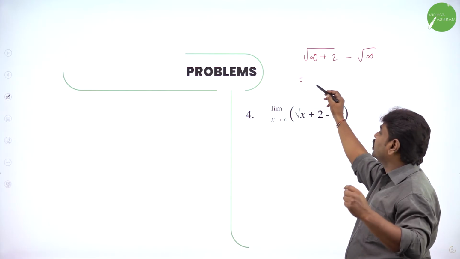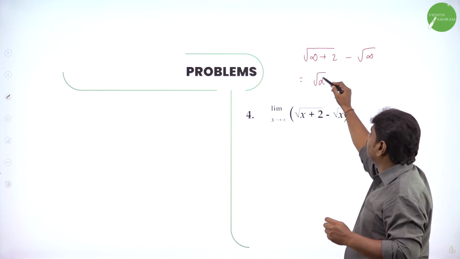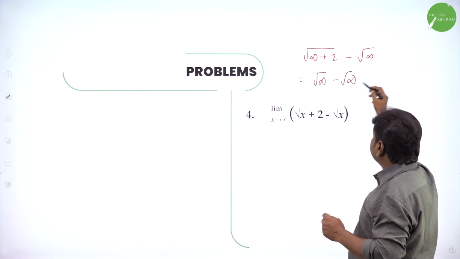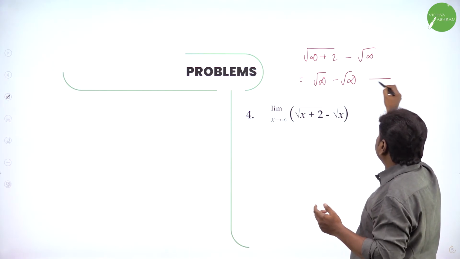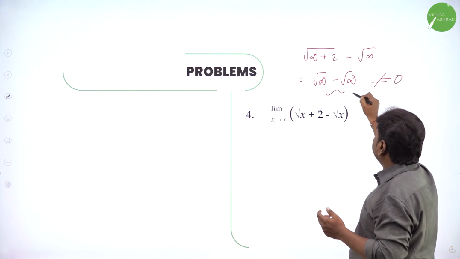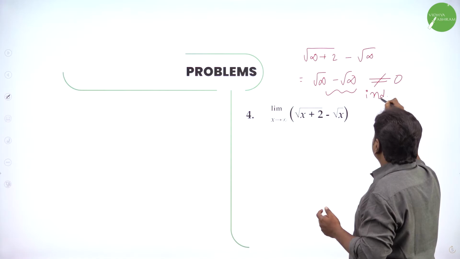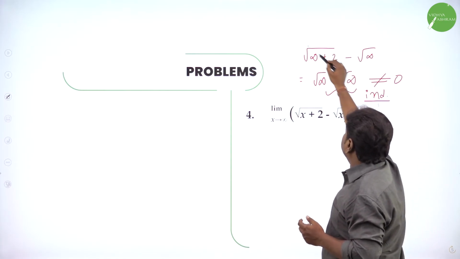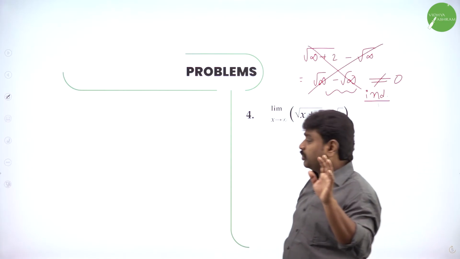For infinite terms, if you add 2, again it is infinity minus root infinity. Root infinity minus root infinity is not 0. This is indeterminate. So you should not get this. You should not get 0 here. See, people will make mistakes.